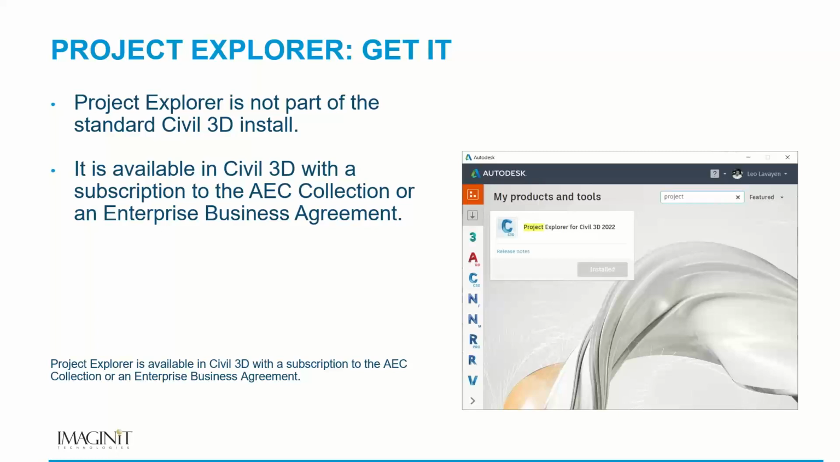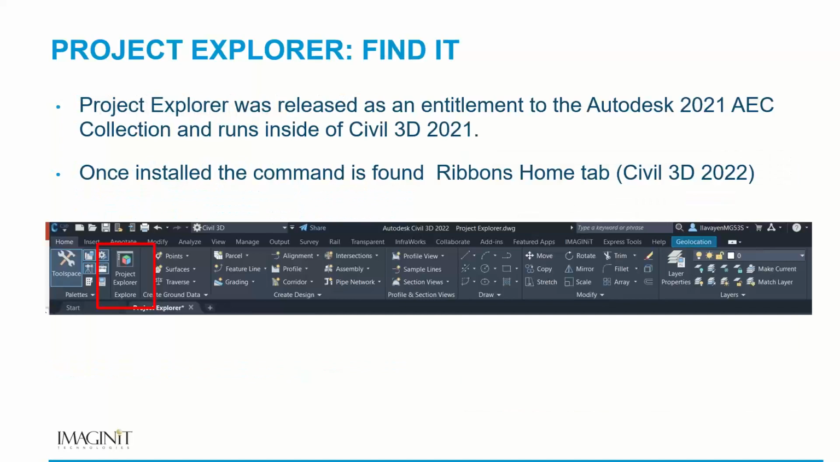It does also need its appropriate entitlement for you to go ahead and use it. Just because you have Civil doesn't mean you get Project Explorer. Once you have it installed, you'll see it on the Home tab. In earlier releases, I think it was inside of the Add-ins tab, but in 2022, it appears here under the Home tab.